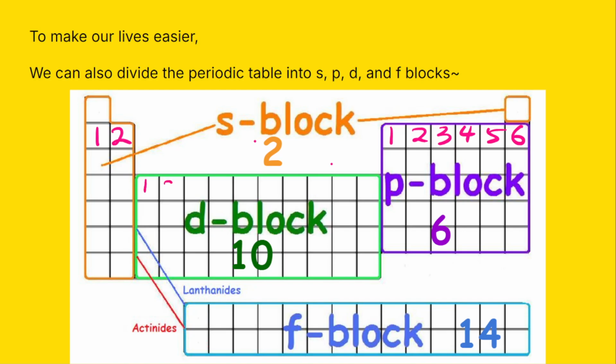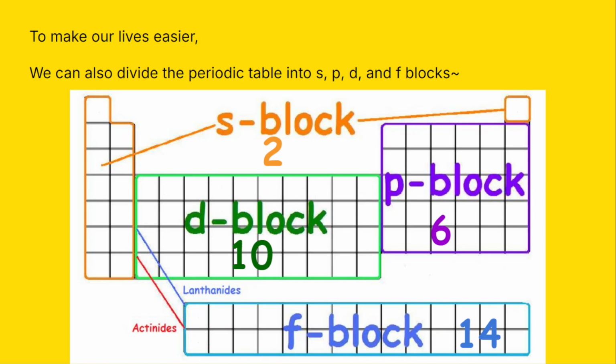D block 1, 2, 3, all the way to 10, and the F block is 1 through 14. Okay, so that's the fastest or easiest way to remember this: S, P, D, F blocks and how many electrons they each can hold. If you forget, just refer back to your periodic table and count it.